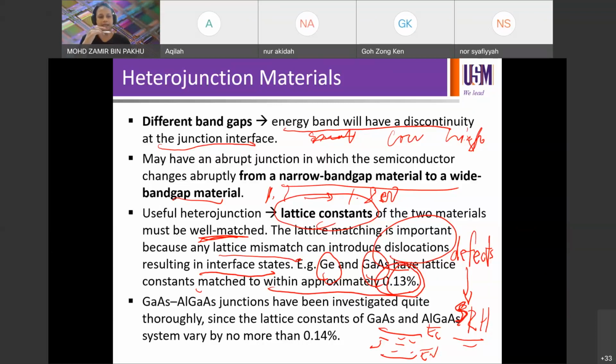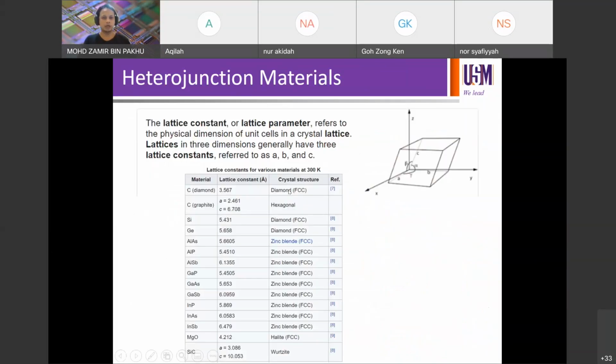On the other hand, GaAs and AlGaAs, gallium arsenide and aluminium gallium arsenide, which we normally call the GaAs and AlGaAs junction, have been investigated quite thoroughly, and the lattice constants result in a calculated mismatch of 0.14%, which is okay. So let's recap on this. Let me continue with another two pages. The lattice constant that you learned last time in 307, you can look at this range of materials with different lattice constants: aluminum arsenide, silicon, indium phosphide, magnesium oxide, silicon carbide, with their own crystal structures.